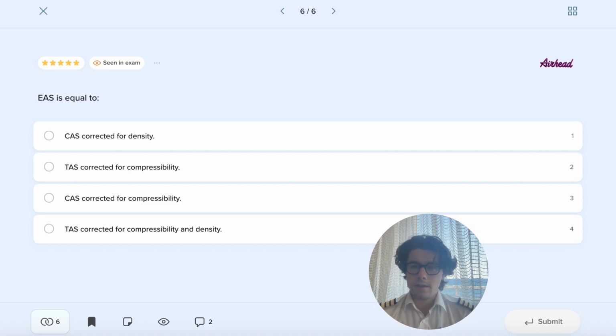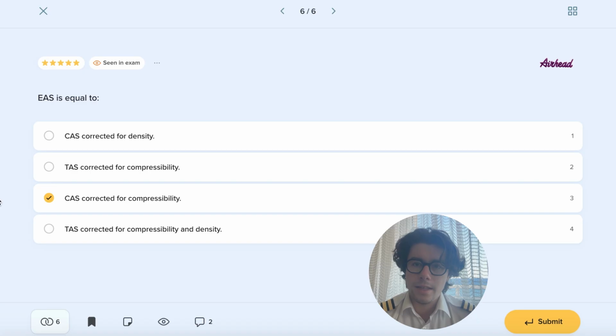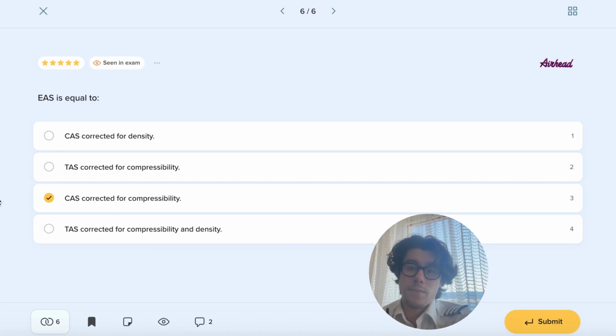And then, of course, as you go on, if you correct the TAS for the wind, we get our ground speed, so the speed that we're actually moving over the ground. So equivalent airspeed will be CAS corrected for compressibility. And the mnemonic to remember this is ICE-T. So you've got the instrument error, position error, compressibility error, and lastly, density error.